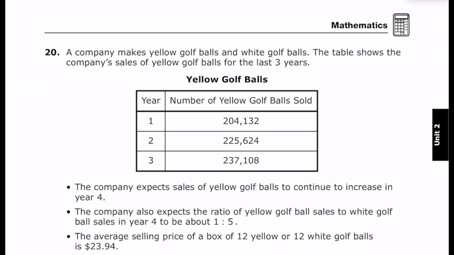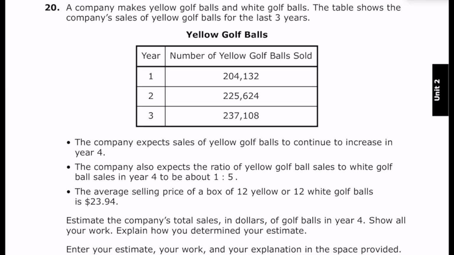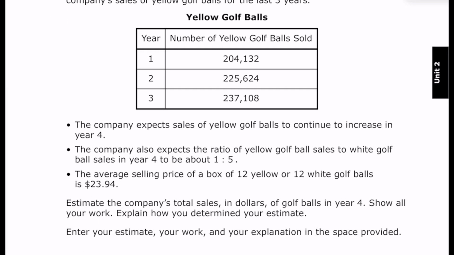All right, let's check out number 20. For number 20, a company makes yellow golf balls and white golf balls, so 2 different colors. The table shows the company's sales of yellow golf balls for the last 3 years. Okay, so it looks like in year 1, this is how many they sold here. Number 2 looks like they sold more. And year number 3 looks like they sold even more.